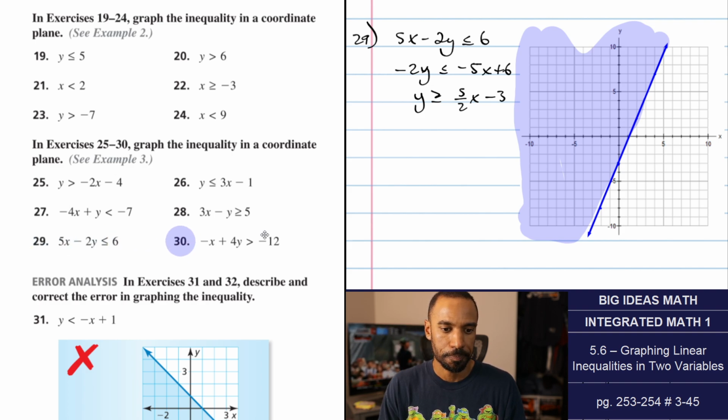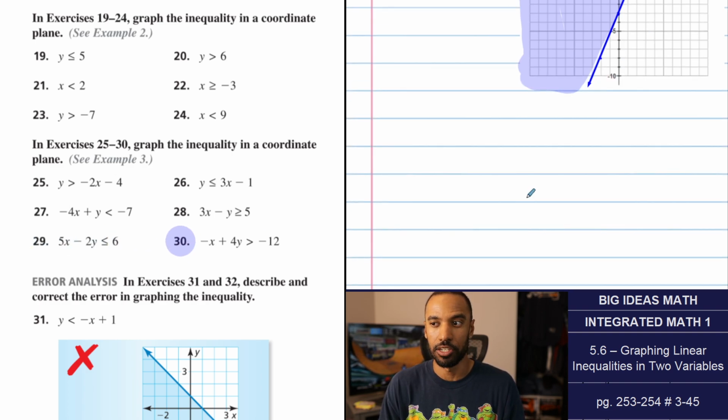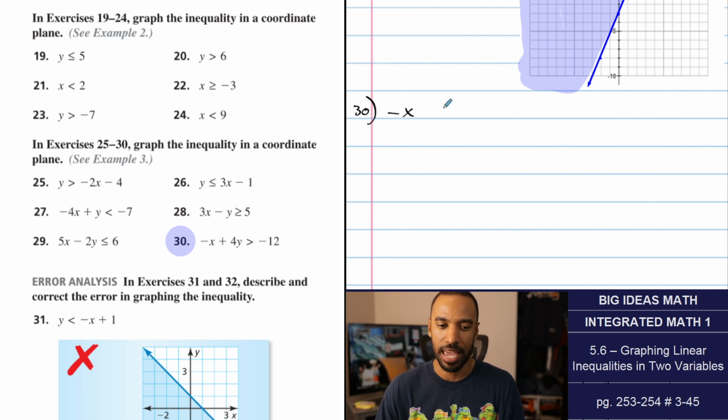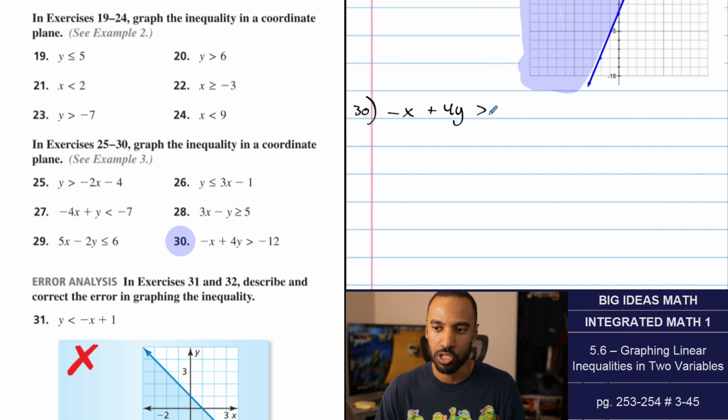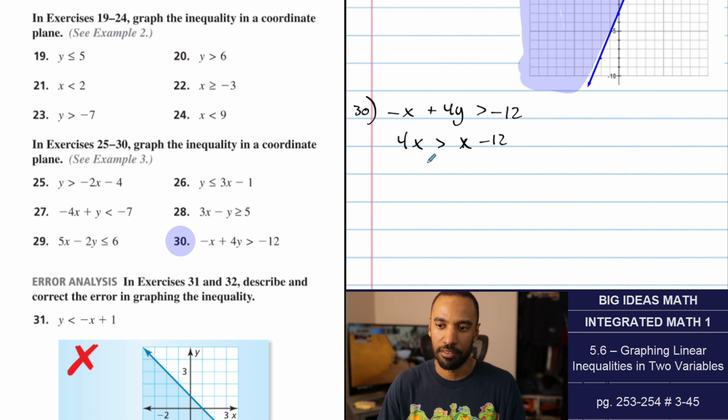Number 30 would have been fine to do out of standard form when it comes to no fraction intercepts. However, the x-intercept here would have been 12. That's slightly out of window range. So I am, once again, going to rewrite in slope-intercept form. I'm going to add x to both sides. And I'm going to divide everything by 4.